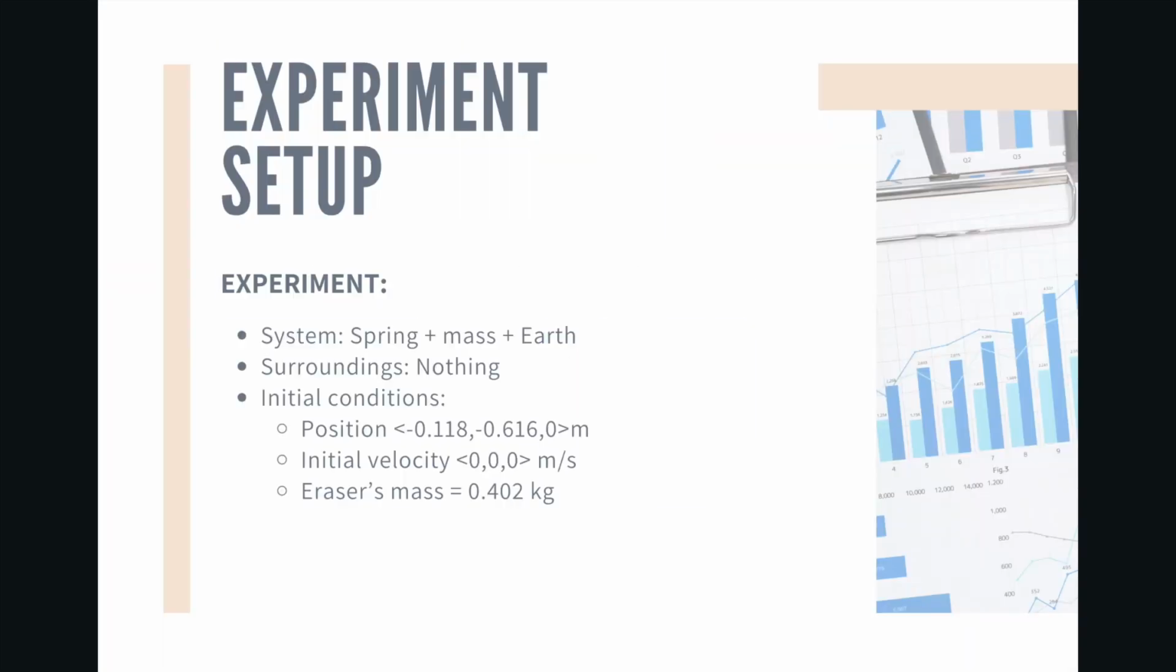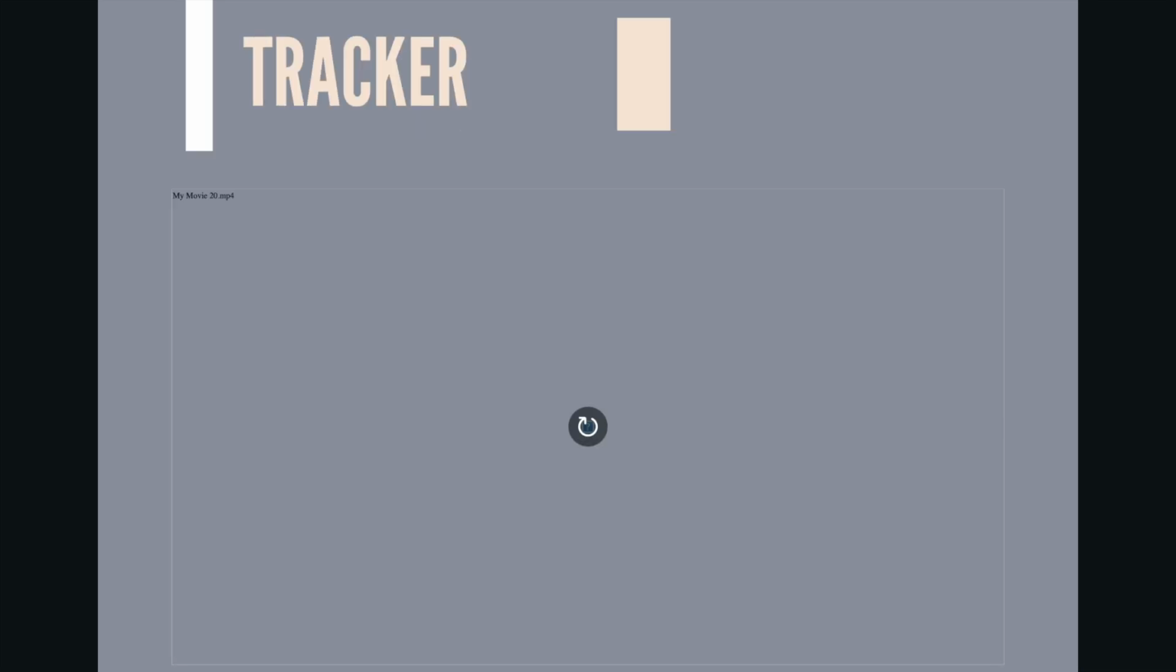So the setup of the experiment: as the system, we have the spring and the mass, as well as the earth, in order to have nothing in the surroundings. The initial conditions are that the position is negative 0.118 in the x direction, negative 0.616 in the y direction, and 0 in the z direction. Our initial velocity is 0 meters per second, and the mass is 0.402 kilograms.